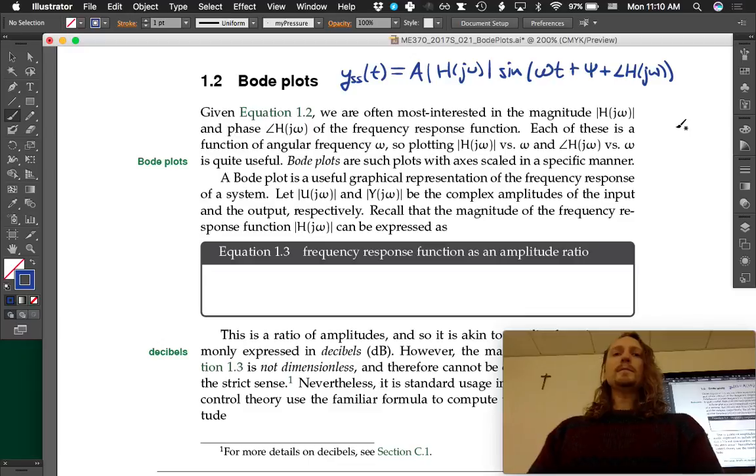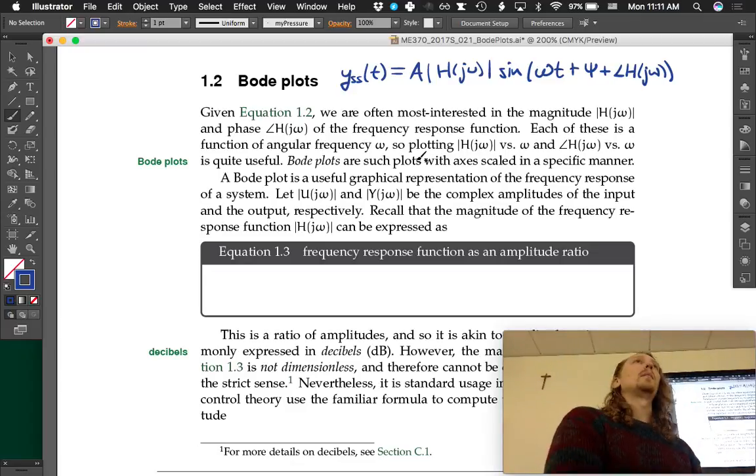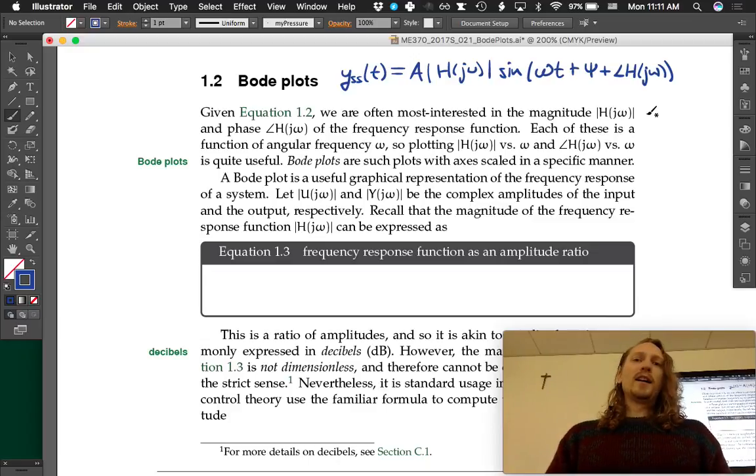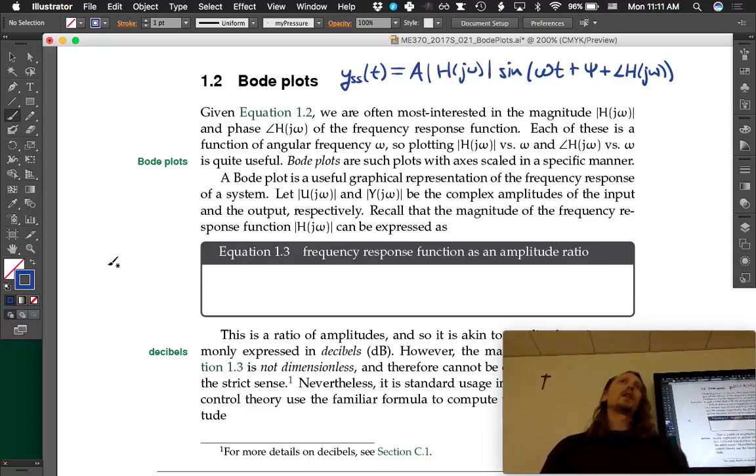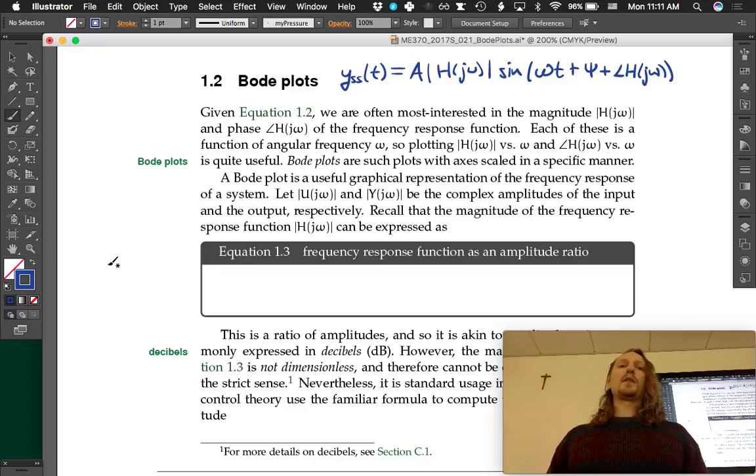Because of this, it's really nice that all we need to know about the steady state solution to a sinusoid is the magnitude and phase of the frequency response function, right? So that's why we're going to spend so much time on those two. Each of these is a function of angular frequency, omega, right? So plotting the magnitude versus omega and the phase versus omega is quite useful. And that's what we're going to do. Bode plots are such plots with axes scaled in a specific manner, and it takes a little bit of discussion to talk about that specific manner, and that's what we'll do now.